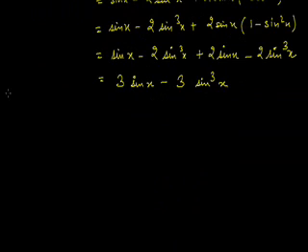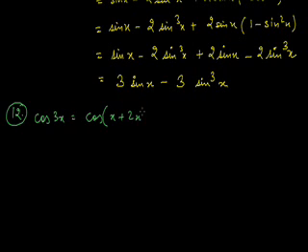In the same way, you can find the value of cos 3x. You can write it like this: cos of x plus 2x. And on simplification, convert everything in terms of cos x only. And if you do so, you will get it as 4 cos cube x minus 3 cos x.